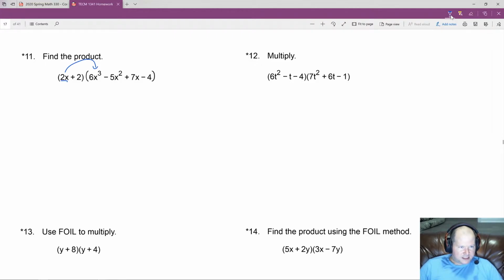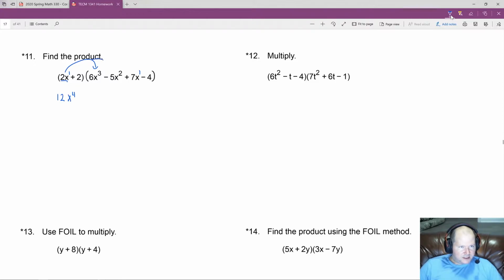So we're saying 2x times 6x cubed. Now there's an implied or understood 1 wherever you don't see an exponent, so I'm just going to put those in. So we say 2x times 6x cubed. So 2 times 6 is 12. X to the first times x to the third is x to the fourth.